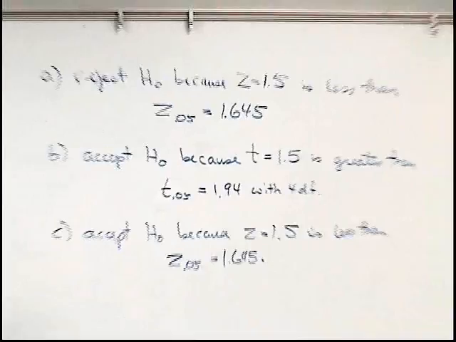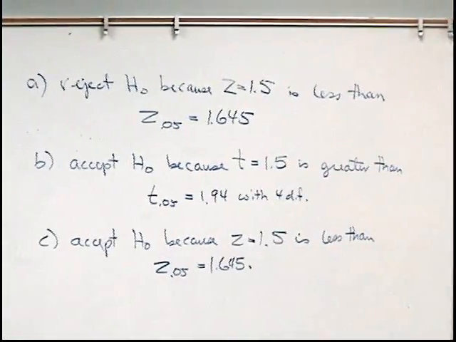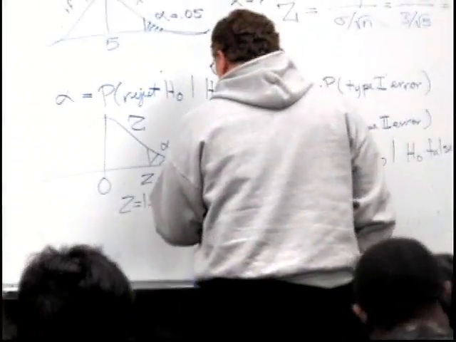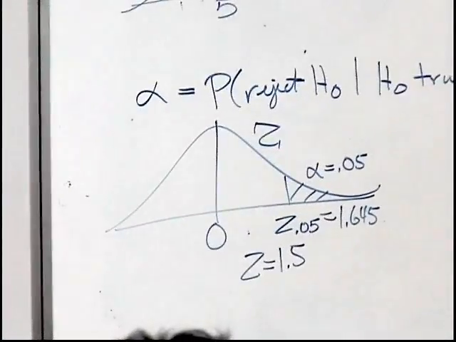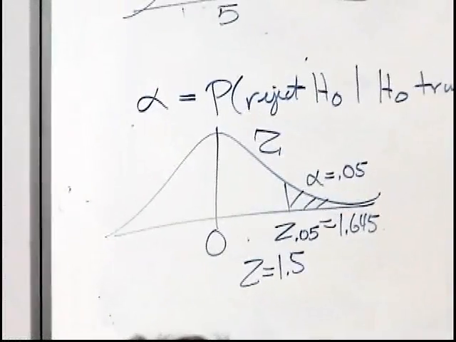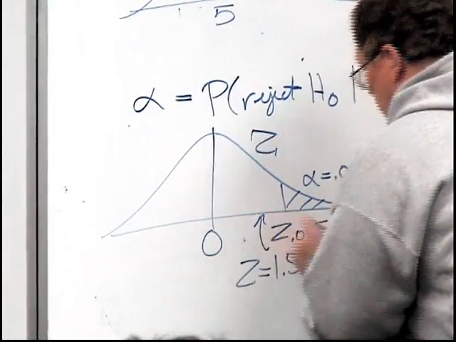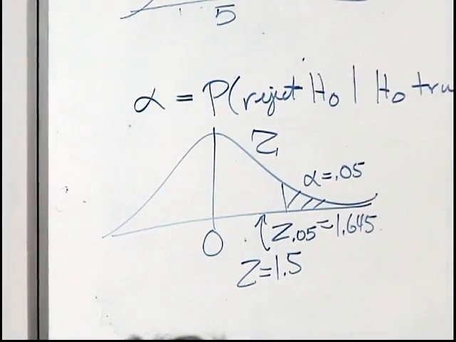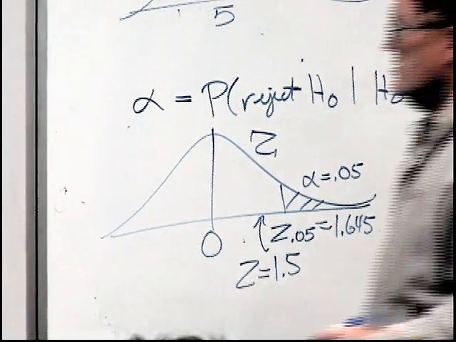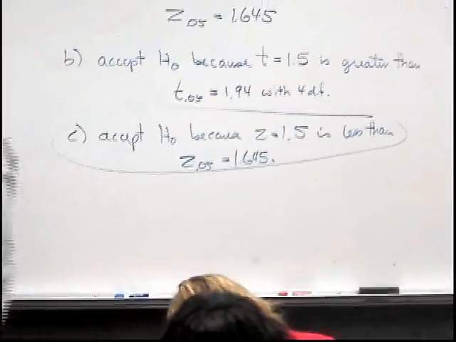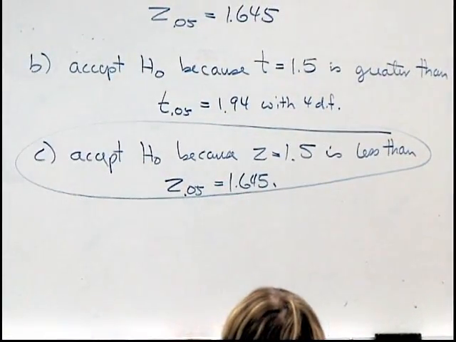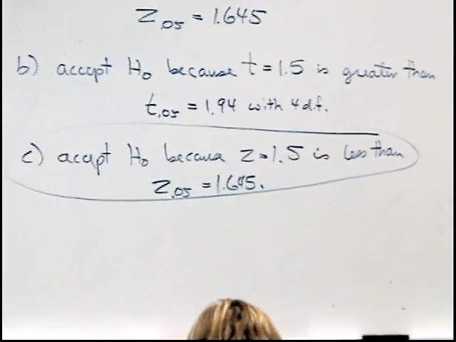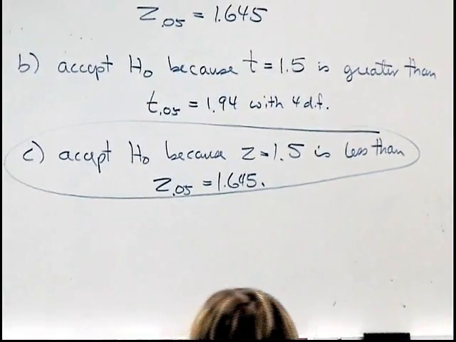Where's 1.5? If I tell you that z.05 is 1.645, where's 1.5 on our picture? Closer to 0 or out in the shaded area? That's where. So what am I supposed to do again? Accept h0 because the z that I got is less than the cutoff point. This is the way typical questions on the exam will be phrased. There's another way of doing it, but they're not going to make you look up in a table.